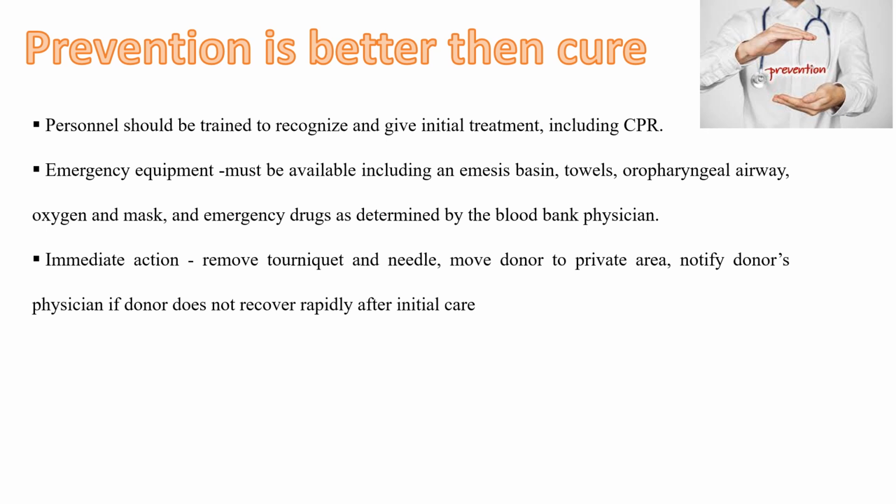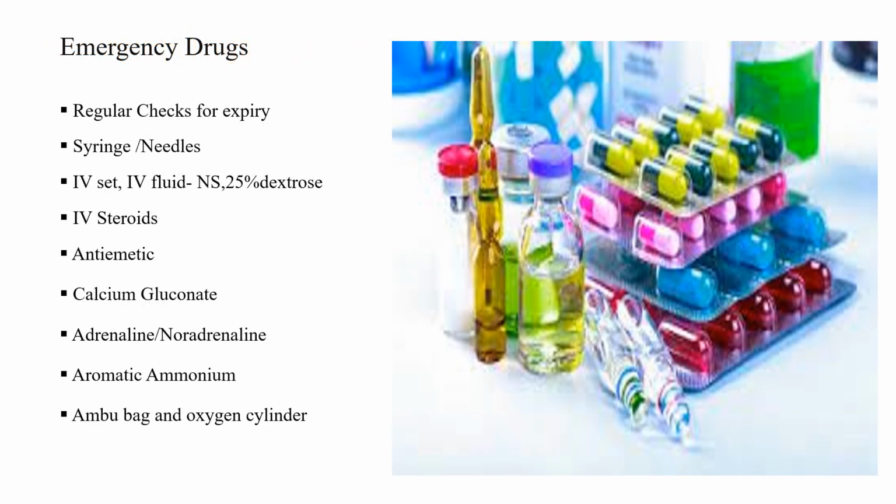And there is immediate action. When a donor is having a reaction, first you have to remove the tourniquet and the needle. Take the donor to a safe place, or you can use a screen so the other donors won't get affected by it. And then you have to notify the donor physician. Do regular checks for the expiry of the drugs. It includes syringes, needle, IV set, IV fluid, IV steroids, antiemetic, calcium gluconate, adrenaline or noradrenaline, ammonia, Ambu bag, and oxygen cylinder.